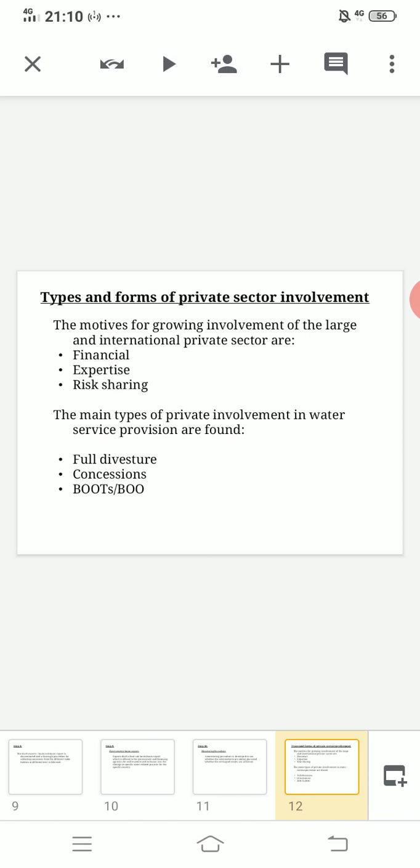The last part of this module is types and forms of private sector involvement. The private sector is morally bound to invest in environmental protection as a response to regulation, legislation, and specific incentives. The private sector plays an important role in financing water resource management through investments in service delivery, in water supply, as well as in sanitation.